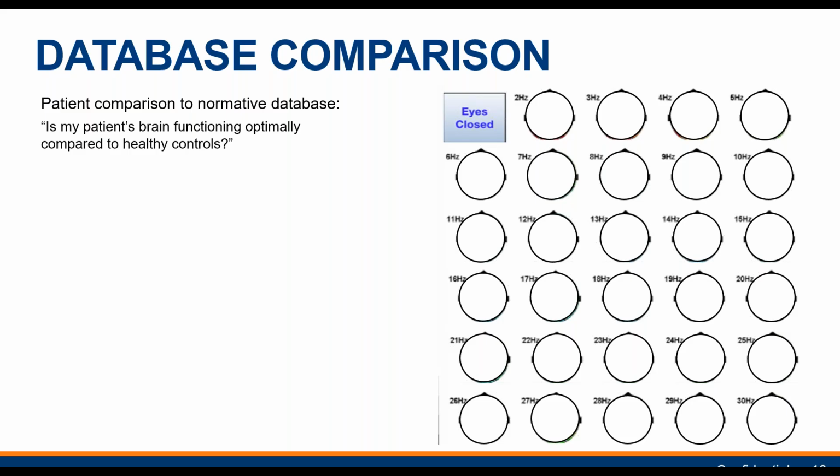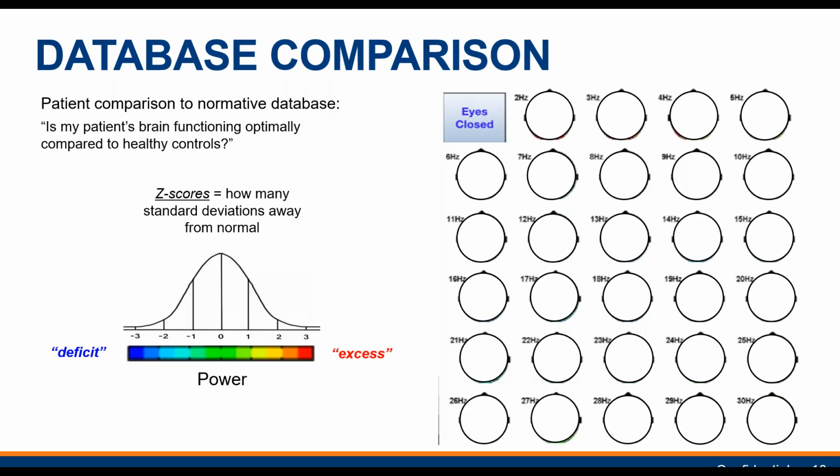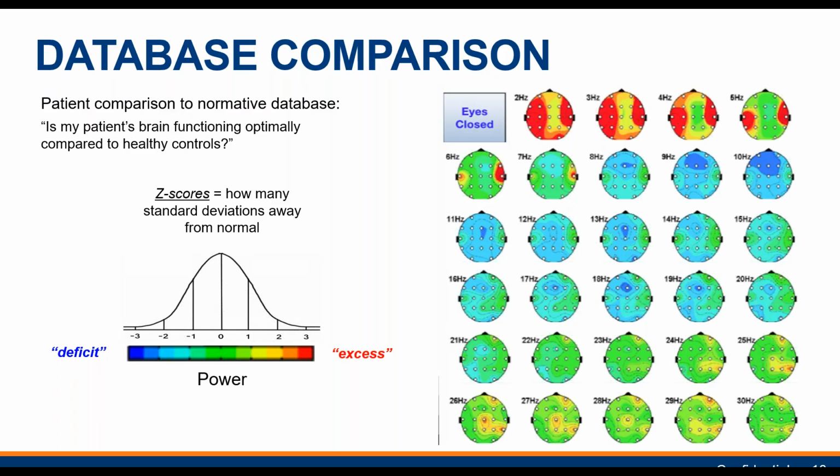When we do a database comparison, we're essentially asking, what does my patient's brain look like compared to our healthy controls? And if you're familiar with the EVOX assessment, you know that we graph this using a color chart. Blue is going to be a deficit of power, red is an excess of power for that particular brainwave frequency. These colors really just represent z-scores, so how many standard deviations away from normal is your patient? And we map it onto the heads.